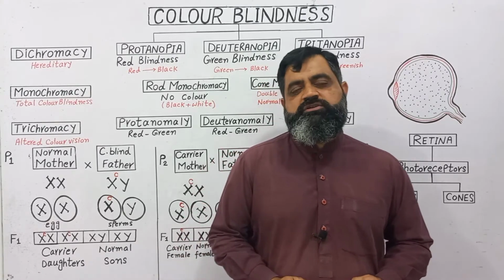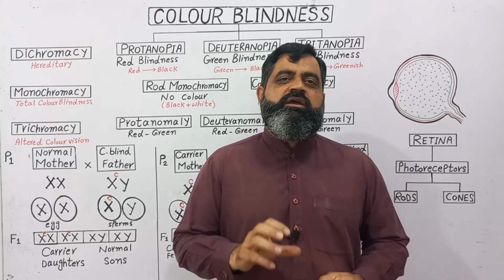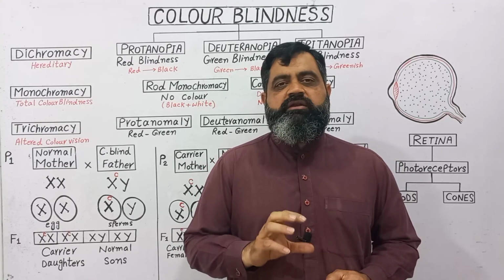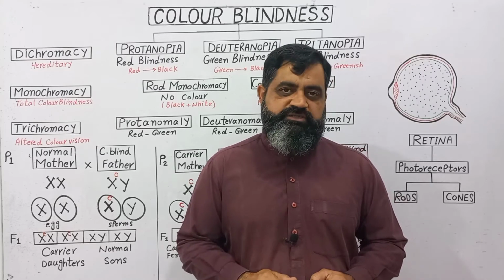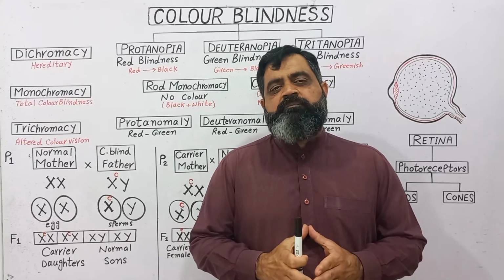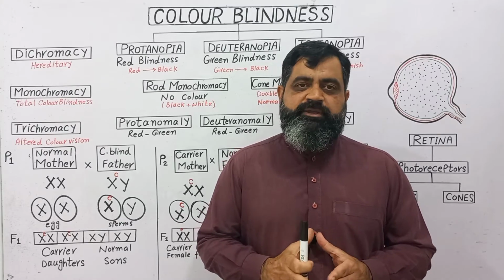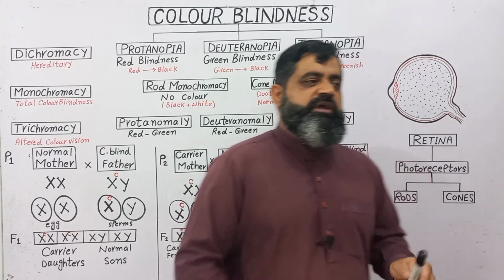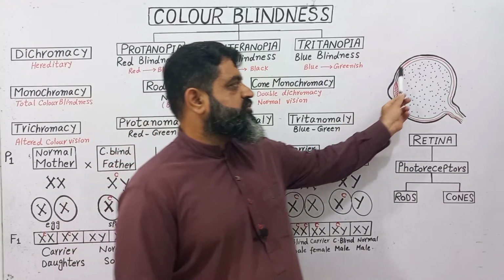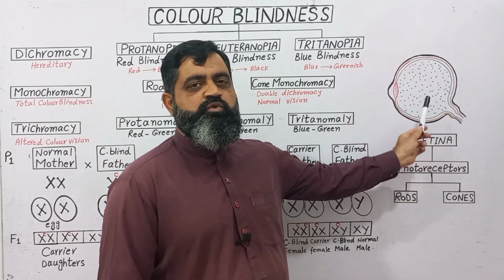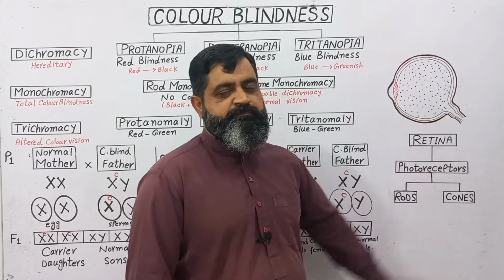In this video lecture, we are going to discuss color blindness and genetics of color blindness. First of all, I am going to briefly describe the structure of human eye. As you know, our eye consists of three layers. The innermost layer is known as retina.